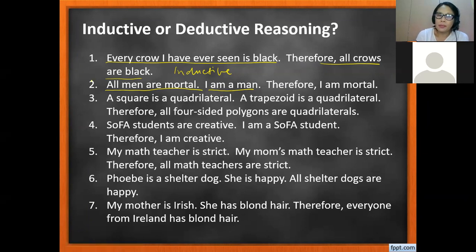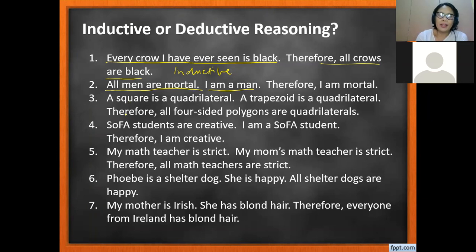So here, in the second example, we begin with a generalization. So it's deductive po. I'm sorry, number two is deductive po. Correct. Who's speaking? Nika po, Nika. Okay. So that's deductive. Correct.